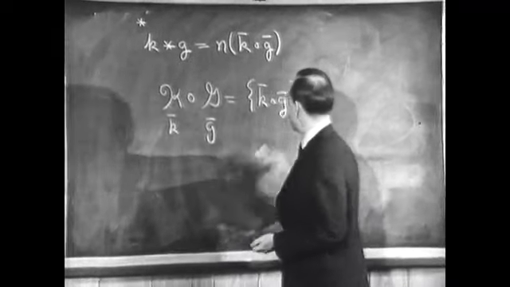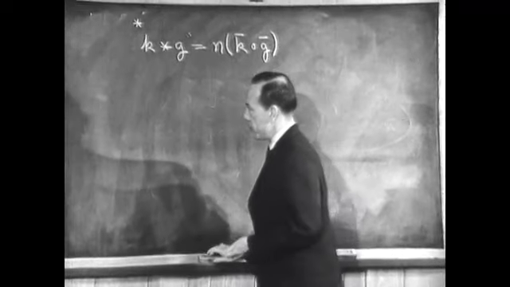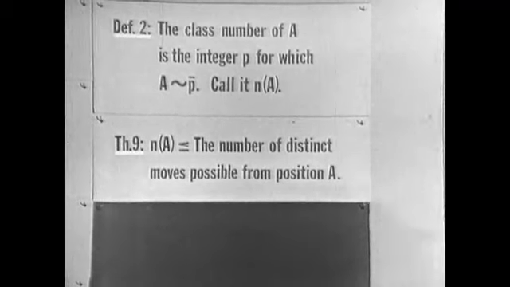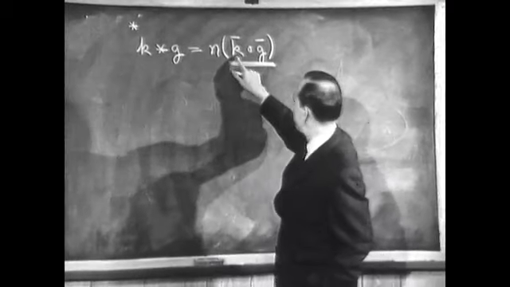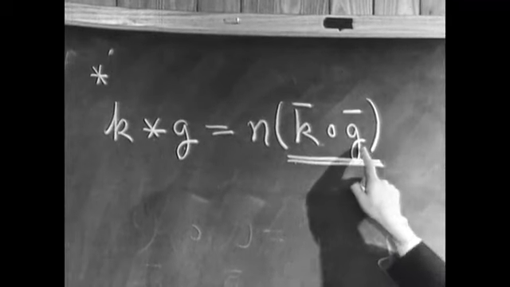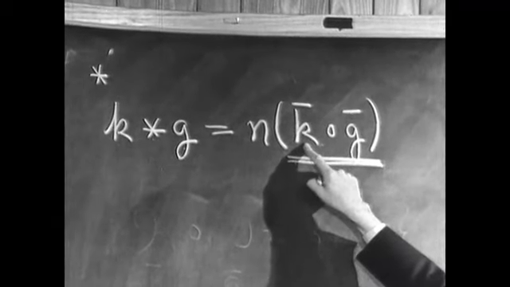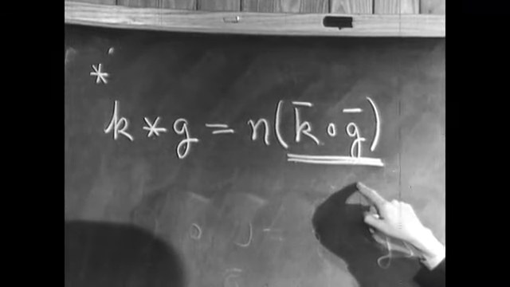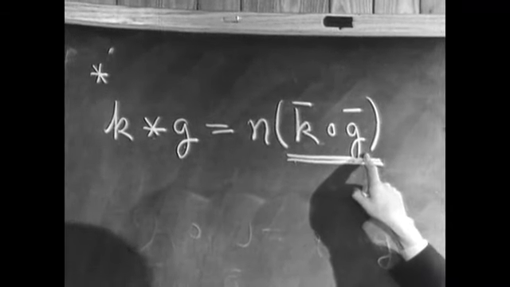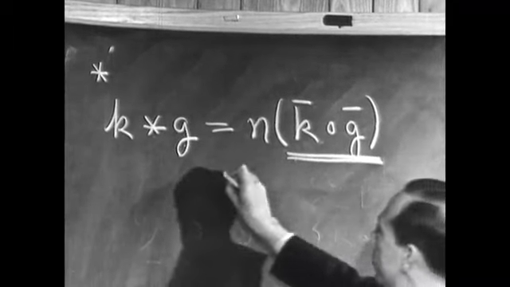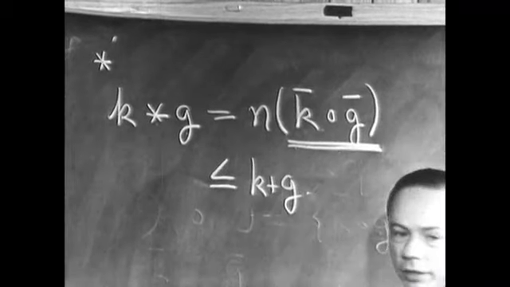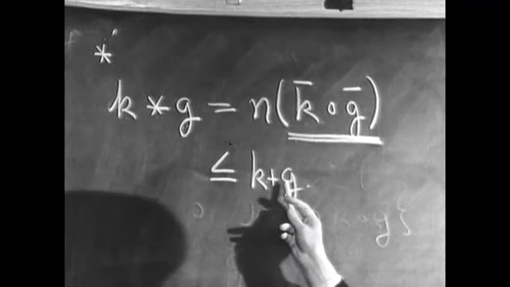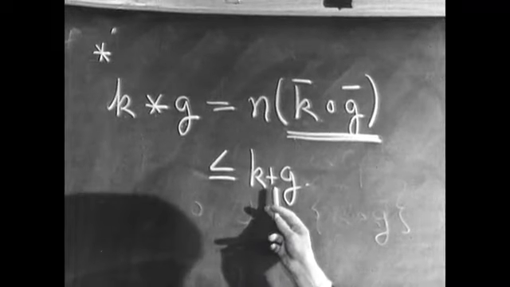Now we want to know a little more about this group, and the essential thing comes from this last theorem about the number of distinct moves right there. You see, if we consider this position here, K bar circle G bar, how many moves can we make here? Well, this pile we could reduce in k different ways. We could take any number from 1 to k off this pile, or we could reduce this pile by any number from 1 to g. So the total number of distinct possible moves here is at most k plus g. So therefore, we know this inequality, that the star operation is less than or equal to the plus operation, where this is the ordinary arithmetic plus now. This is our first link of the star to arithmetic, you see.